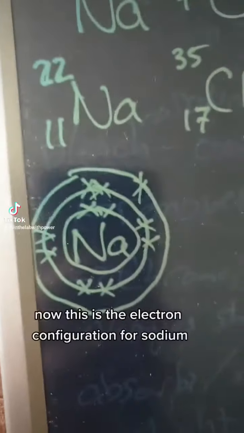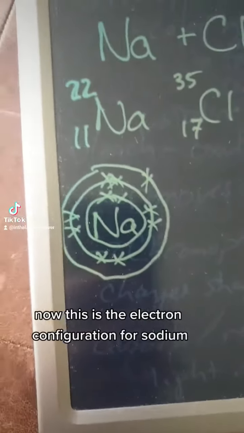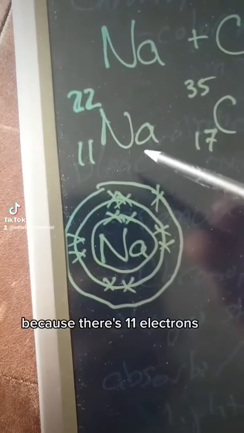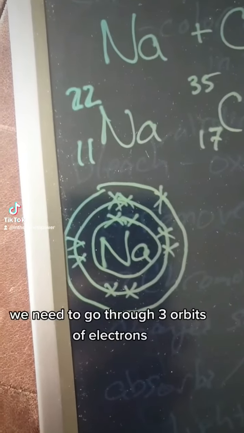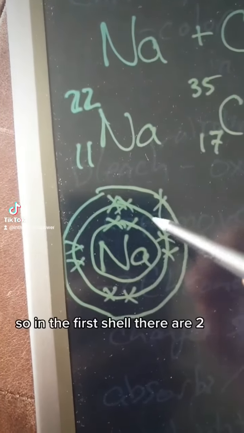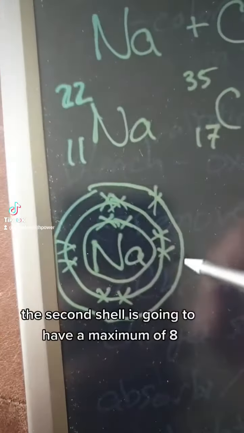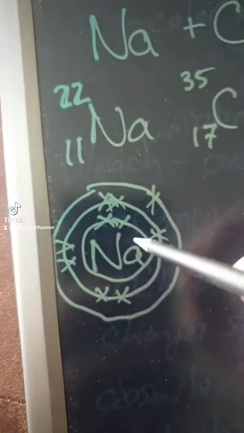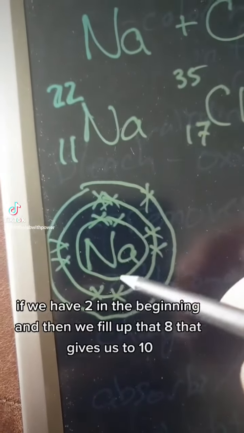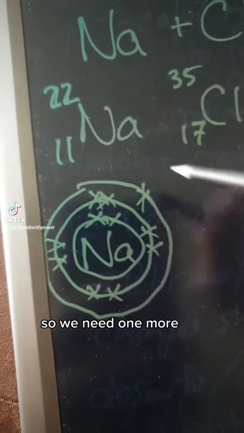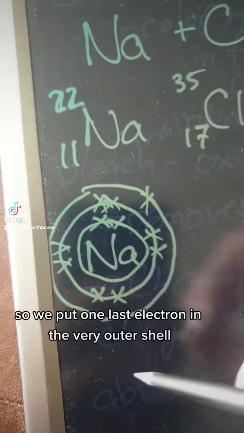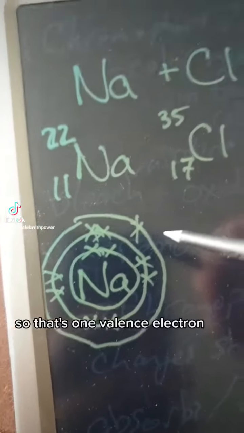Now this is the electron configuration for sodium. Because there are 11 electrons, we need to go through 3 shells of electrons. In the first shell there are 2, because the first shell can always have 2. The second shell is going to have a maximum of 8. If we have 2 in the beginning and then fill up that 8, that gives us 10, so we need 1 more. So we put 1 last electron in the very outer shell. So that's 1 valence electron.